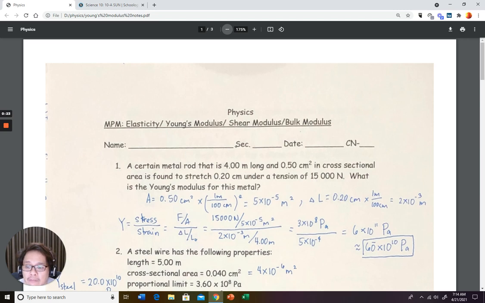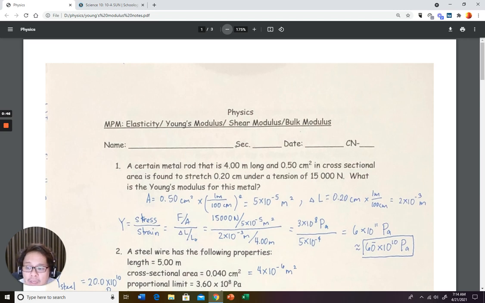So we are already given the area, but we have to convert this to meters squared. This is what we did in this portion. It's stretched by 0.20 cm. That's the delta L. You also have to convert that to meters. That's why you have this. It becomes 2 times 10 raised to negative 3 meters.